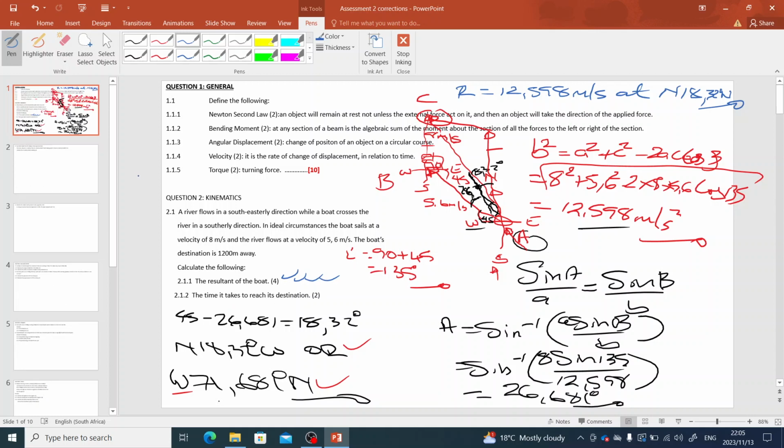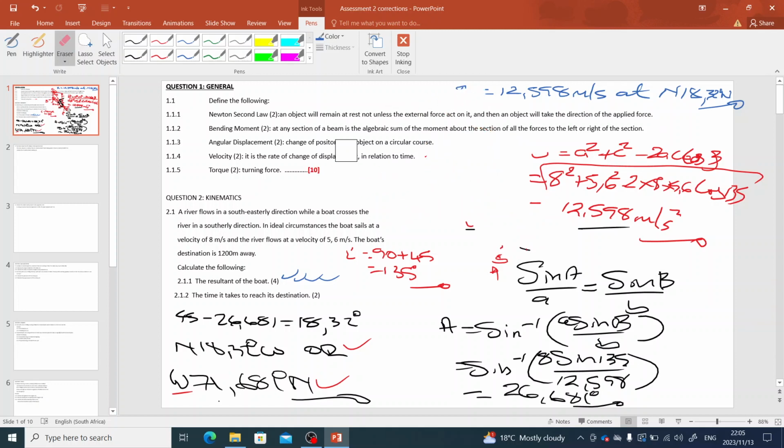Then question 2.1.2. Let's look at question 2.1.2. Let me wipe this diagram here anyway. Now, in determining this, they want us to calculate the time taken. In calculating the time taken, you are supposed to use this formula: V equals S over T. What is it that we are looking for? We are looking for T. We make T the subject of the formula. It will be S over V.